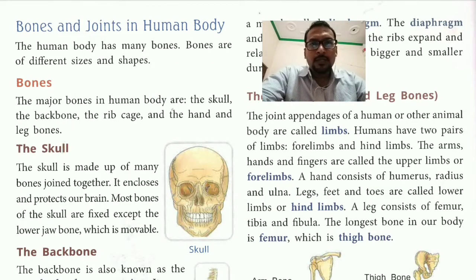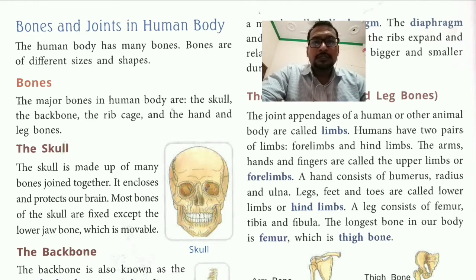Now let's begin with bones and joints in the human body. The human body has many bones. Bones are of different sizes and shapes. The major bones in the human body are the skull, the backbone, the rib cage and the hand and leg bones. So let's begin with the skull.